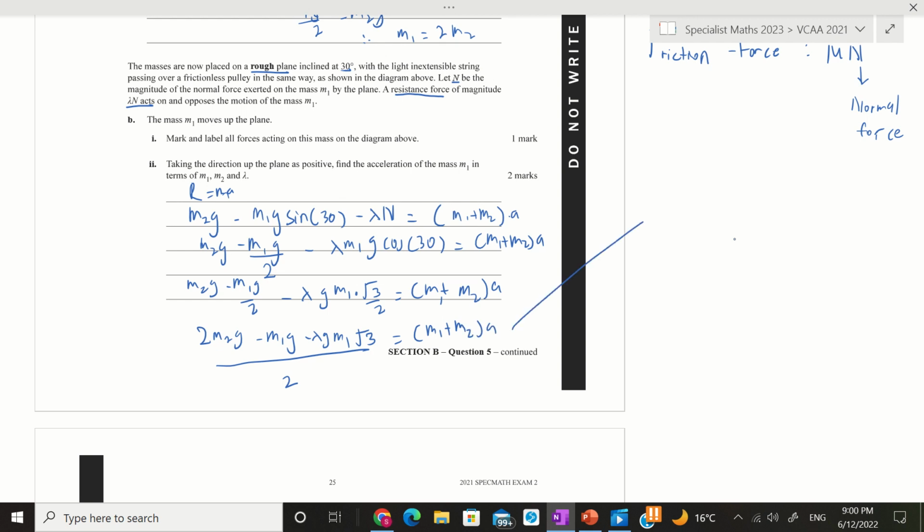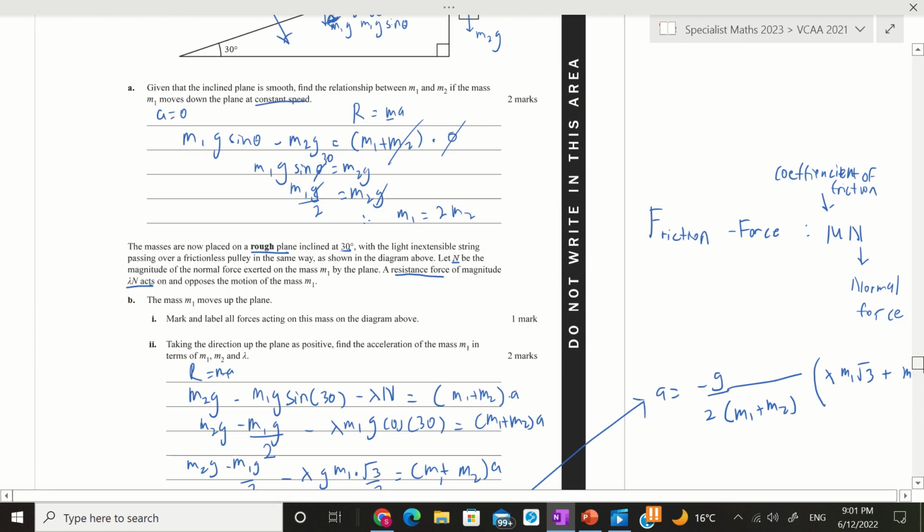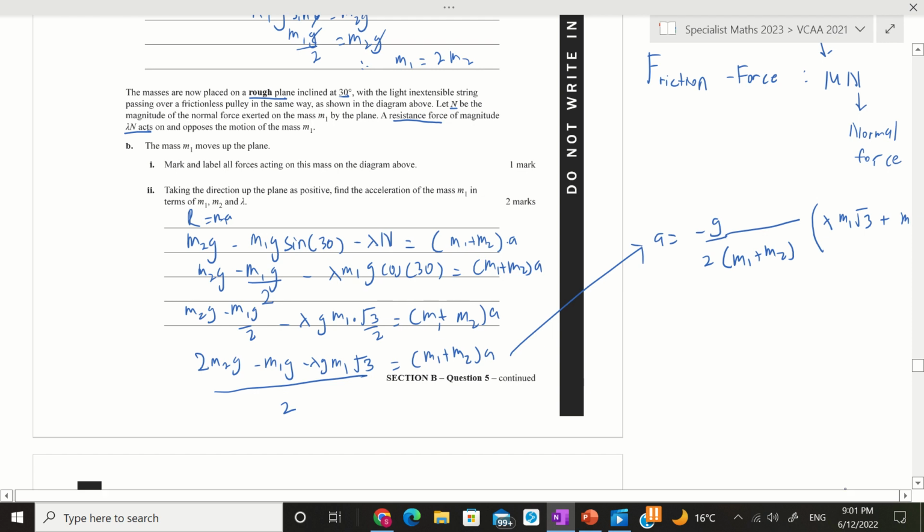And this is just going to simplify to a is equal to negative g on 2 times m1 plus m2 times delta m1 root 3 plus m1, sorry, plus m1, I'll write at the bottom maybe, plus m1 minus 2 times m2. Okay, and that's it for this part of the question. That's what our acceleration is.